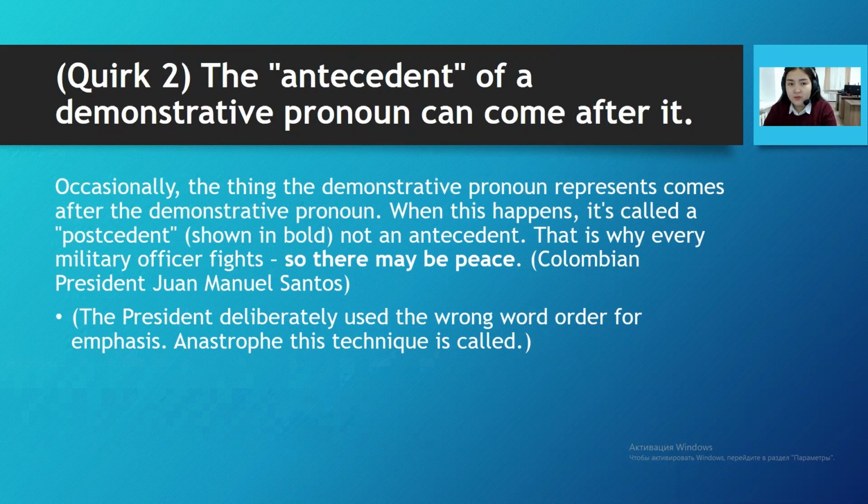The second quirk: the antecedent of a demonstrative pronoun can come after it. Occasionally, the thing the demonstrative pronoun represents comes after the demonstrative pronoun. When this happens, it's called a postcedent, not an antecedent. That is why every military officer fights, so there may be peace.